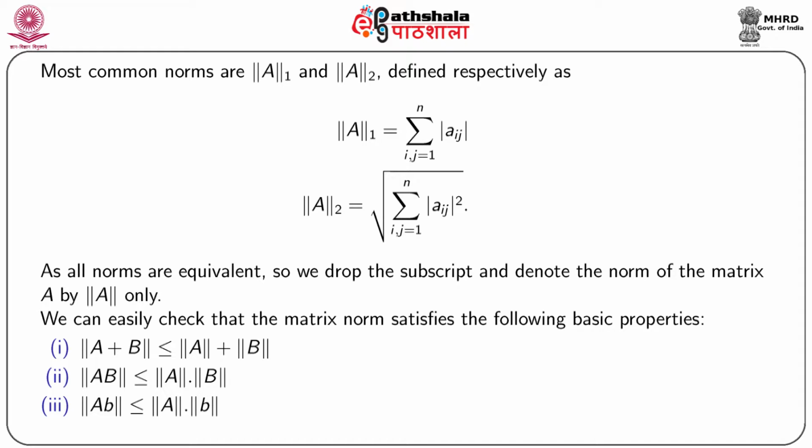It can be easily checked that the matrix norm satisfies the following basic properties. The first one, norm of A plus B is less than or equal to norm A plus norm B. Number 2, norm of AB is less than or equal to norm of A into norm of B. And number 3, norm of A into small b is less than or equal to norm of A into norm of small b.